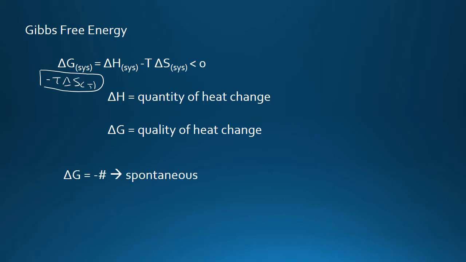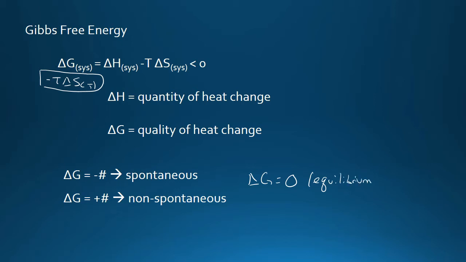When we do this calculation, if delta G comes up with a negative number, it is a spontaneous reaction. If delta G is a positive number, it is a non-spontaneous reaction. In between, when delta G equals 0, that reaction is at what we call equilibrium. It's essentially the tipping point between non-spontaneous and spontaneous.